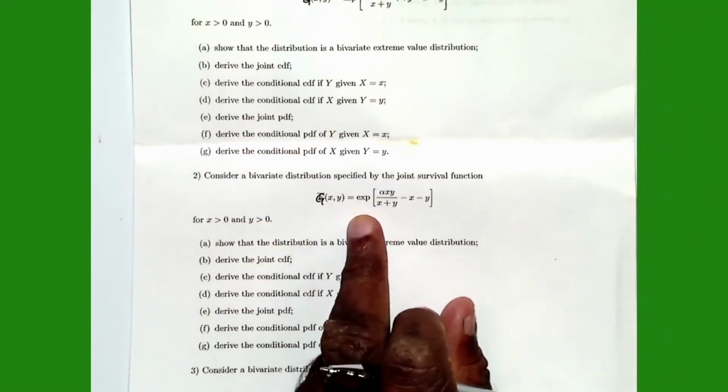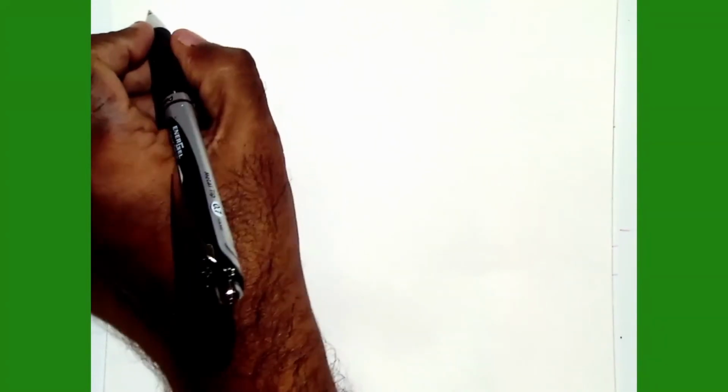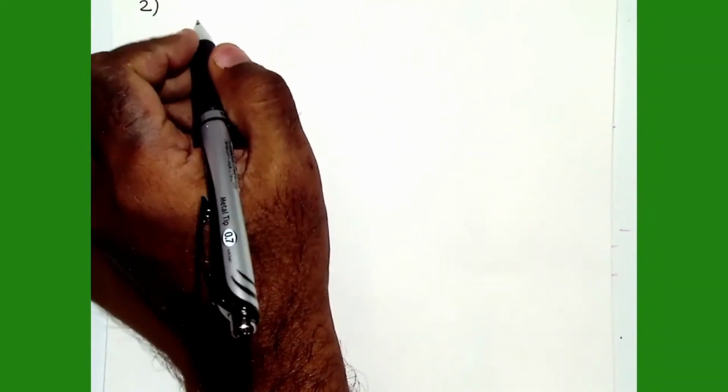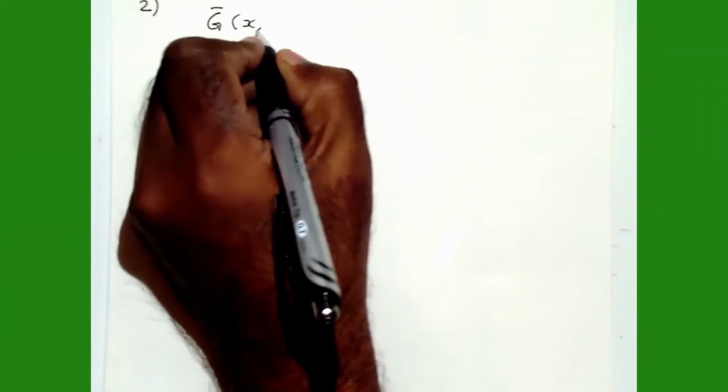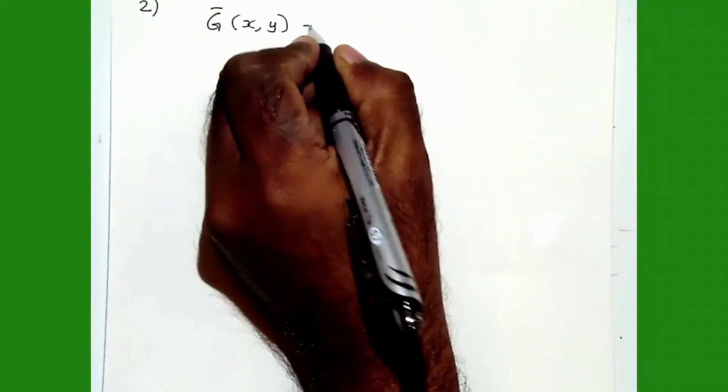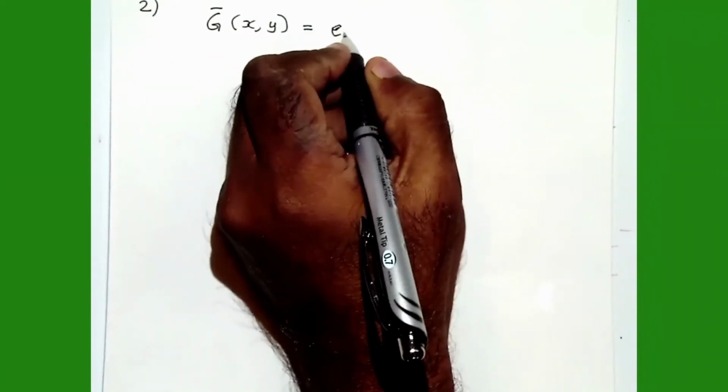So let me show you. This is question 2. Here you're given that G bar is equal to this, right? All right. So the first thing you must try to do is to find the marginals, right? Marginals of G bar, right?